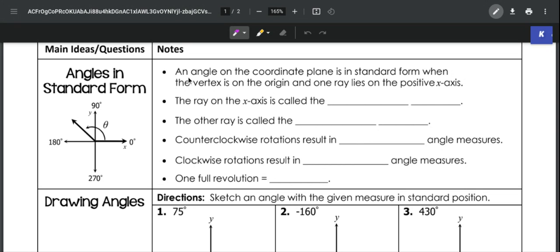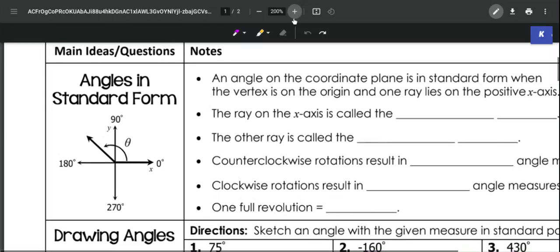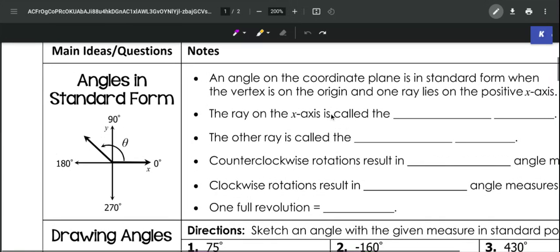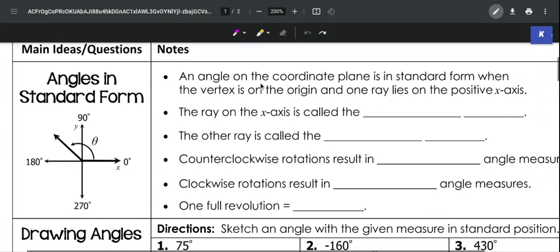So if you look over here, we've got a good visual representation of what we're going to be talking about here. So I'll try to use that as much as I can to help you see some of this. So first, we've got an angle on a coordinate plane is in standard form when the vertex is on the origin and one ray lies on the positive x-axis. So that's talking about this line here. That's talking about this right here.